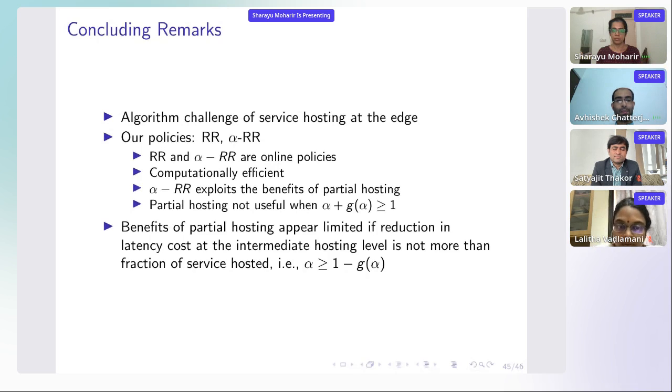On a lighter note, is this alpha published? Have you submitted somewhere or published it? A conference version of this came out last year in WCN. I was suggesting maybe instead of alpha, you could put small R, then it will be triple R, blockbuster. Oh, small R, R, R. Right, right. Maybe in the journal version, we'll do that.